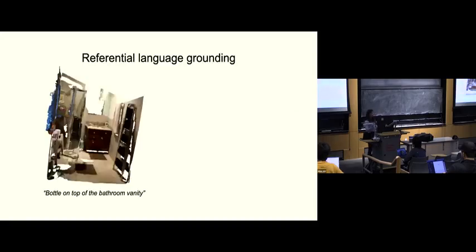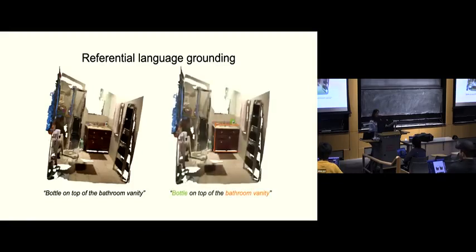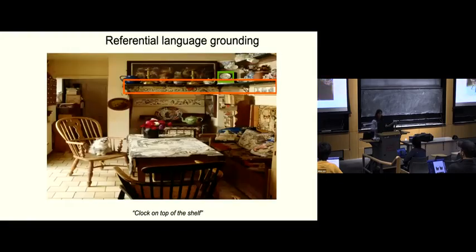The idea is that you have a visual scene. It can be in 2D or in 3D, or it can be a video, and there is a description of some objects in the scene. Your goal is to put boxes around those objects. You just need to localize those noun phrases. Is the problem clear? The same thing for 2D images. This is the clock on top of the shelf, and you want to localize both the clock and the shelf. Does this make sense to you as a problem?